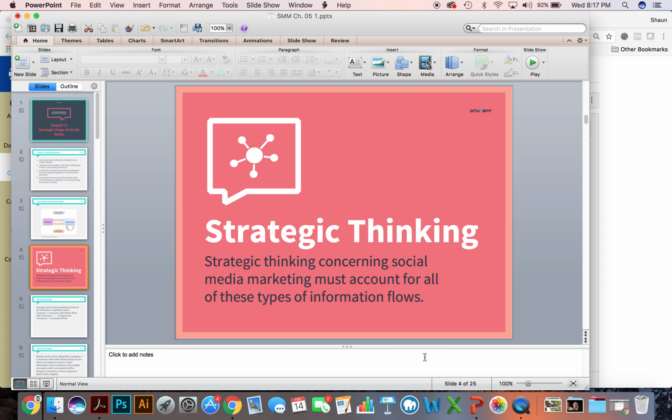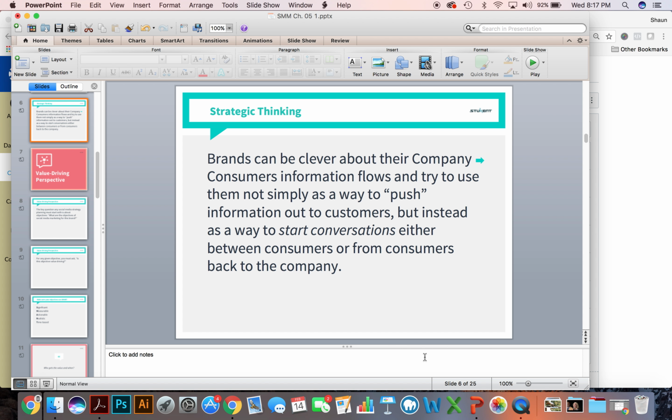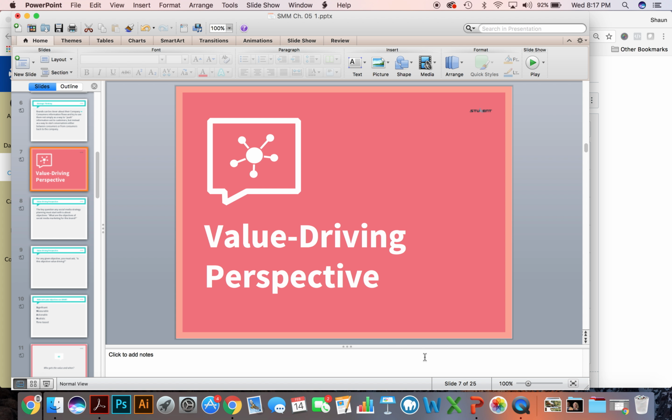Now, when we talk about strategic thinking concerning social media marketing, we must account for all these types of information flows. Strategic social media marketing should not be intended to completely replace company to consumer information flows with consumer to company and consumer to consumer flows. Again, we want all three happening at the same time. Brands can be clever about their company to consumer information flows and use them not simply as a way to push information, but to start conversations between consumers or from consumers back to the company.